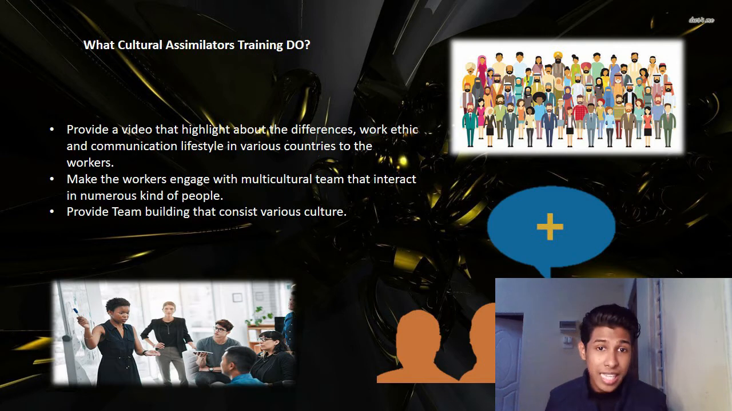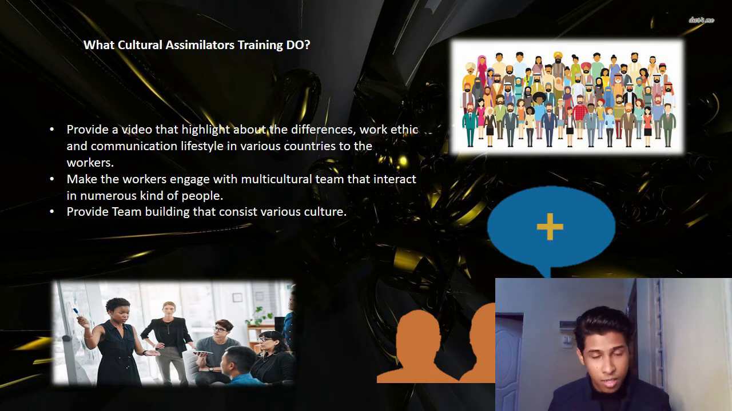Secondly, make the workers engage with multicultural teams that interact with numerous kinds of people. For example, this training program sends some workers abroad for a few weeks for work issues. This can make the workers learn a little bit of the culture shown in the country, like doing business in Tokyo. They have to adapt to their culture, like bending their body to show respect for the people they meet. So if we have experience, we can understand a little bit about the culture in the region, and we bend our body back to show the respect.